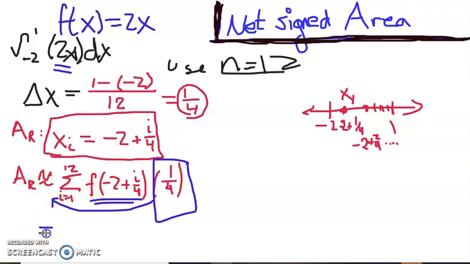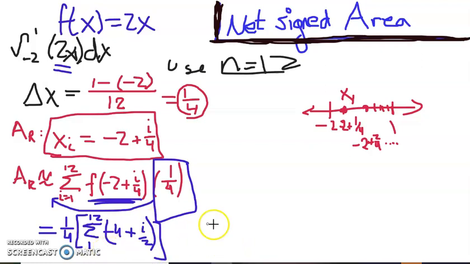Okay, so this is an approximation for the area, but this is exactly equal to 1/4 times the sum from 1 to 12. I'm not going to write the i every time, just because of time constraints. Multiply everything in here by 2, and you get -4 plus i over 2. That's what we have. Okay, now I'm going to split this up into the two sums.